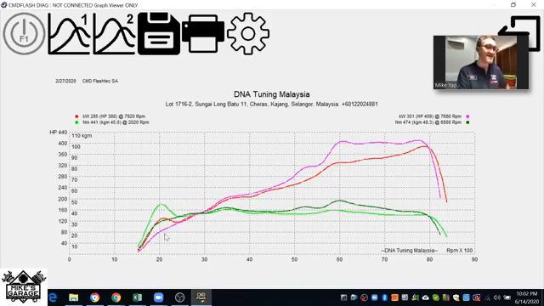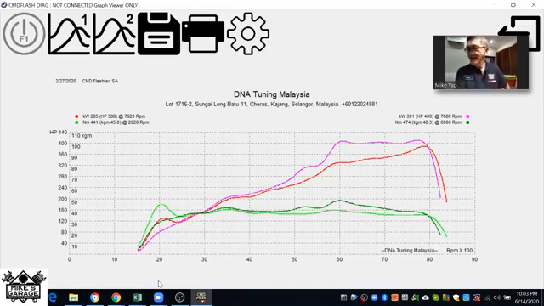But if you look at the overall chart, at the stock as well as the tune one, you can't tell that the car has gained any more horsepower. In fact, it lost some. But in real life, when we were driving the car, the car is a lot livelier to drive. The gear shifts are better and the car is much more responsive. That is something the dyno chart can't tell you.